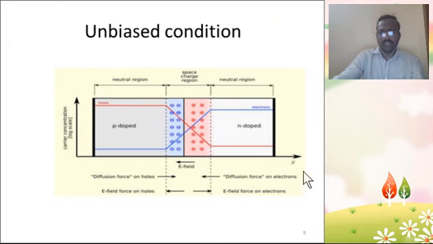So this is the structure of the PN junction diode under the unbiased condition. As already explained, this is the P side, this is the N side, this is the depletion region, the direction of electric field, the diffusion force on the holes, and the diffusion force on the electrons. The electrons are moving this side, the holes are moving this side. This region is also called the space charge region.